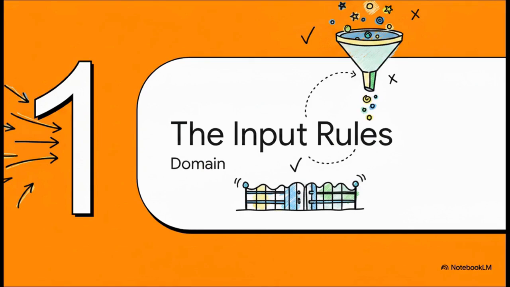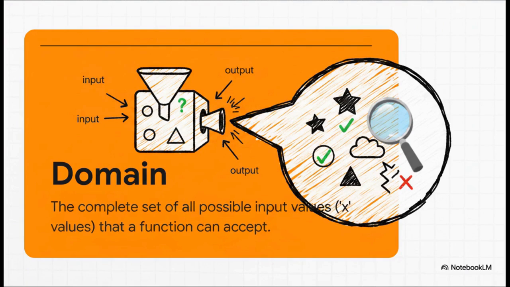So, we need to talk about the rules for our inputs. And in the world of math, this has a name: the domain. Think of the domain as the official user manual for our function machine. It's the part that tells you exactly what you're allowed to put in. It's the complete list of all the possible input values, all the x values that the function can handle without breaking down or spitting out a math error.